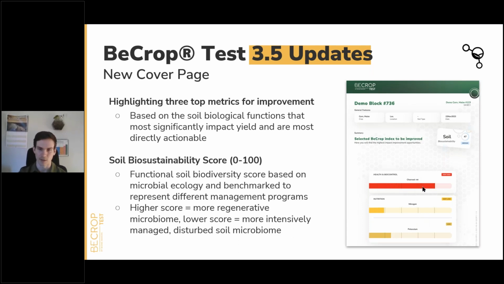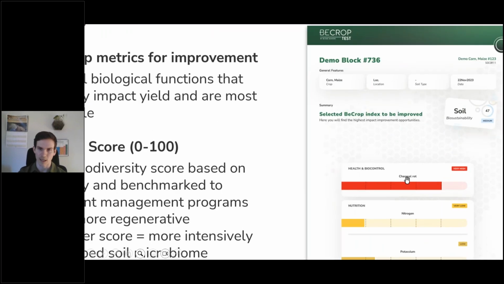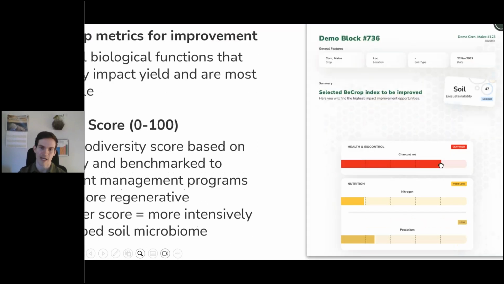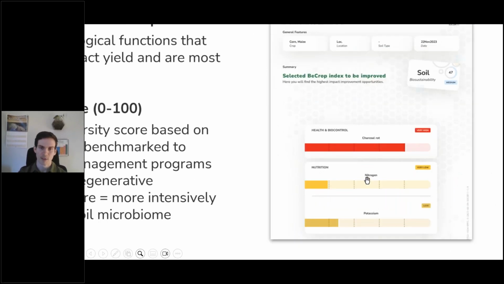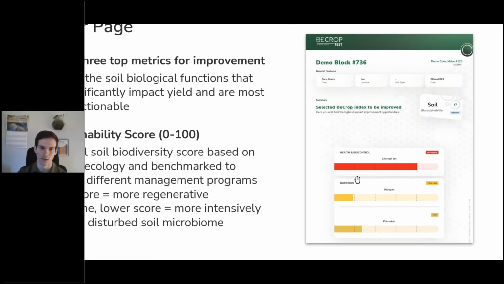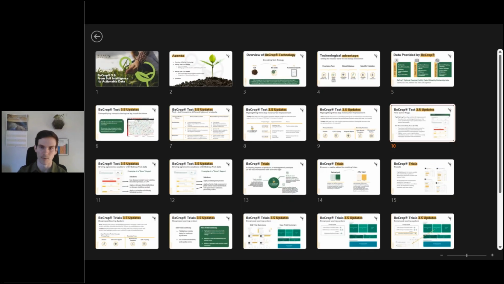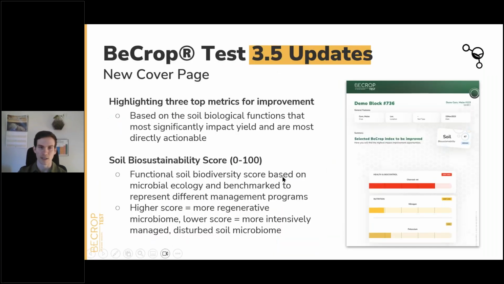So in this particular report, we can see charcoal rot, the pathogen responsible for charcoal rot, was detected at very high levels, whereas in our nitrogen and potassium pathways, the levels of microbes that cycle and unlock nitrogen and potassium were very low and low. So those being the 3 big interest areas to potentially improve the health and productivity of this field.